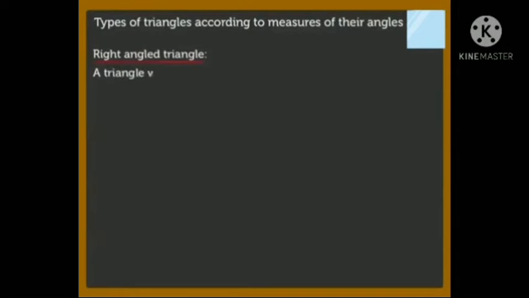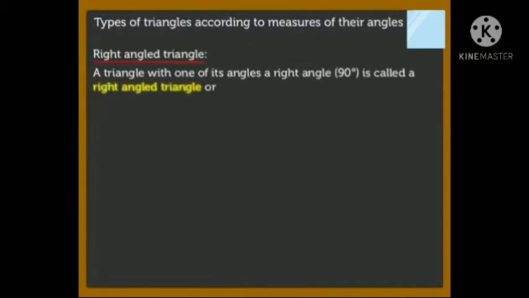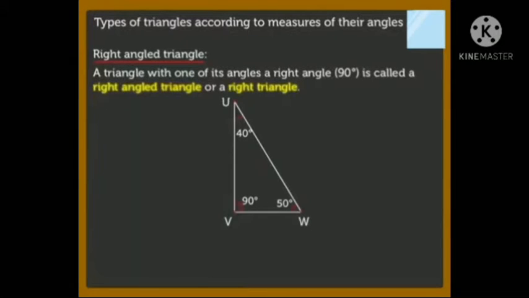Right angled triangle. A triangle with one of its angles a right angle, meaning 90 degrees, is called a right angle triangle or a right triangle. You can see in the figure angle V is 90 degrees. So we will say triangle UVW is a right angled triangle.